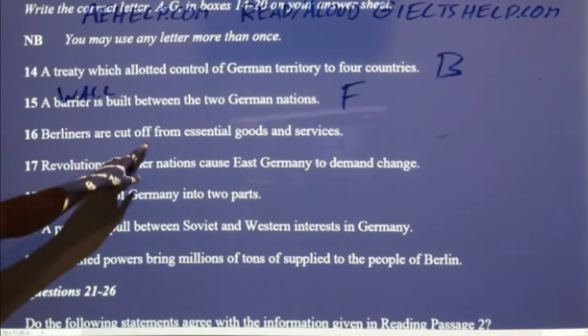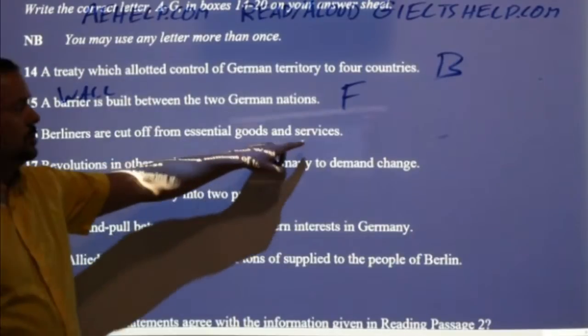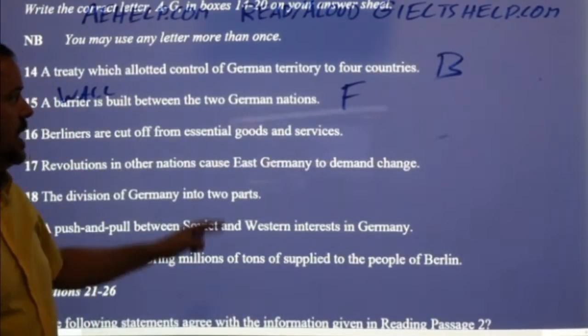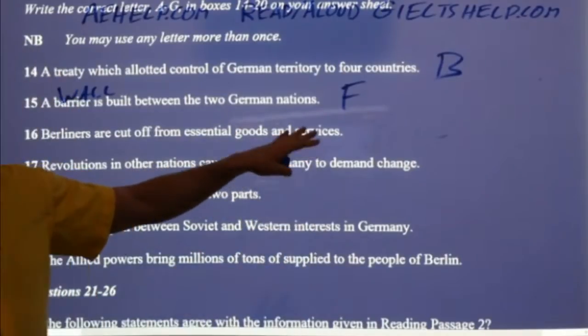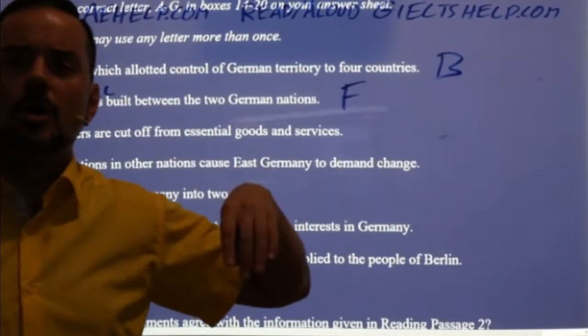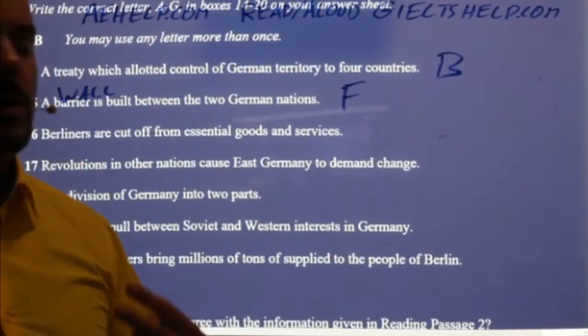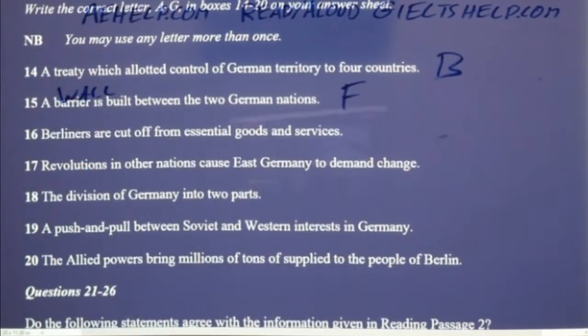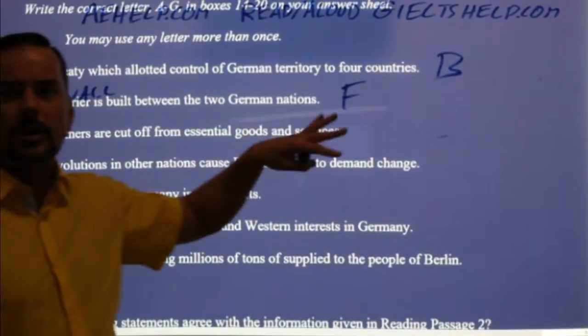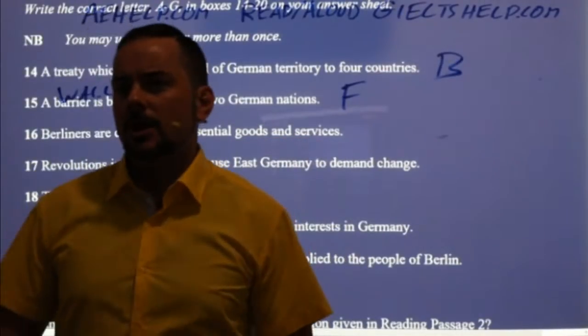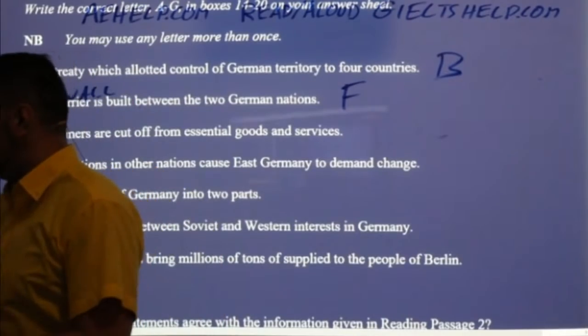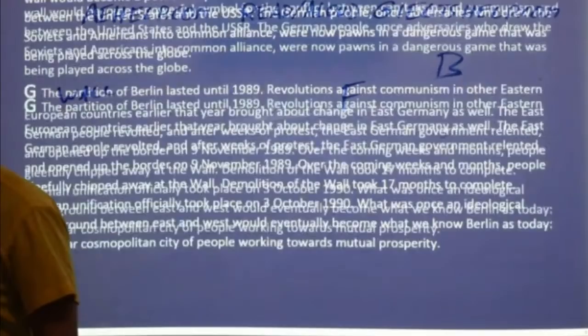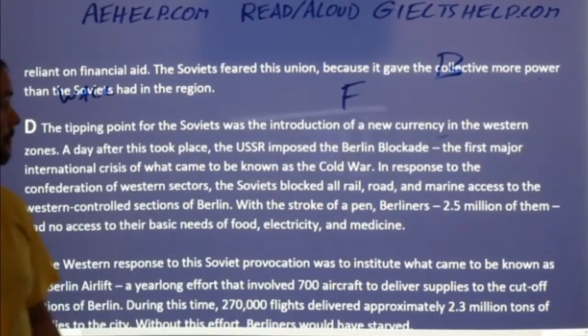Berliners are cut off from essential goods and services. I remember that was the blockade. I think that was before the Berlin Wall, if memory serves me correctly, because it was first the blockade, then the airlift, and then the Berlin Wall. So this was kind of D or E. A lot of you are saying, I think that was D. Nice, so good active reading, everyone. So we go back to D.